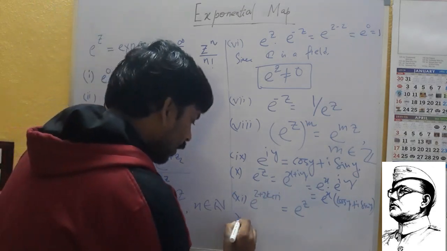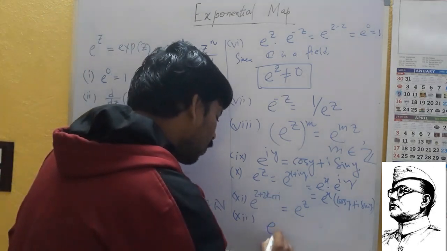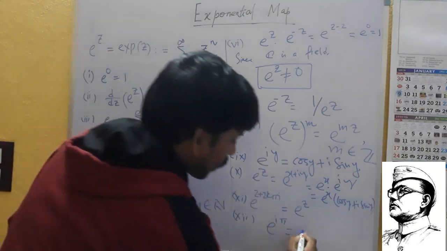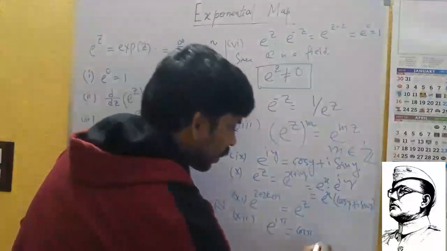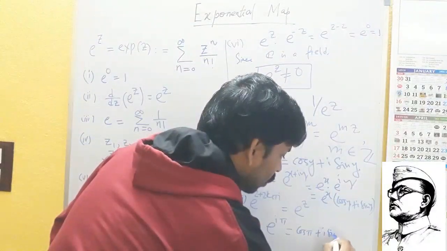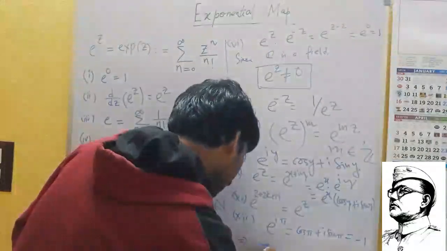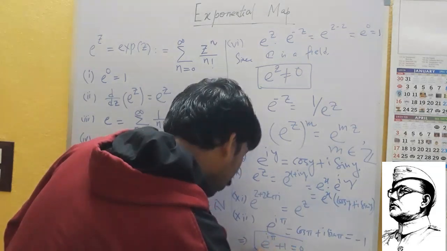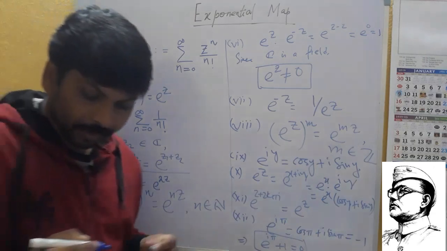Okay. And another important property is, what is the value of e to the power i pi? This is actually by 9, cos pi plus i into sin pi. So cos pi is -1, sin pi is 0, this is -1. That means e to the power i pi plus 1 equal to 0, and this formula is known as Euler's formula. Okay, this is a very famous formula.